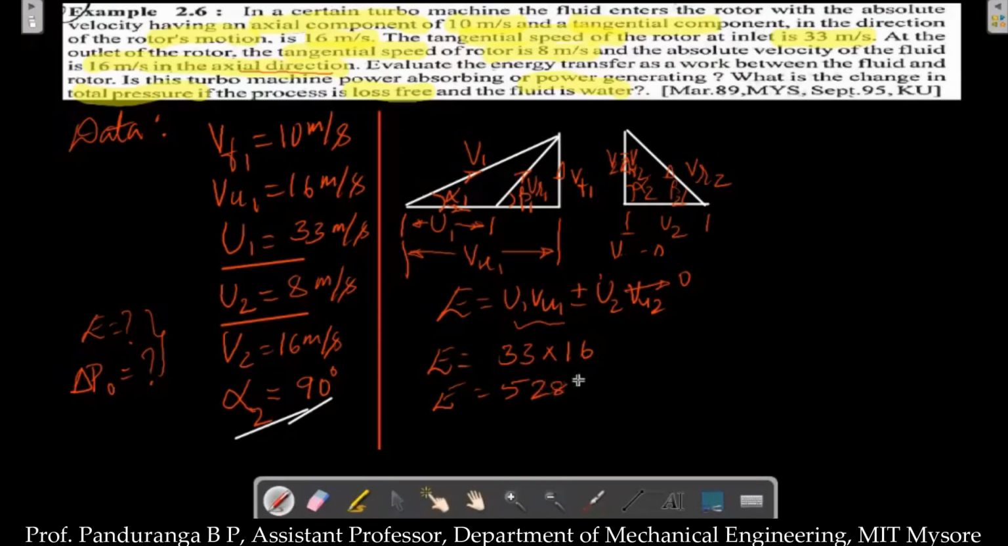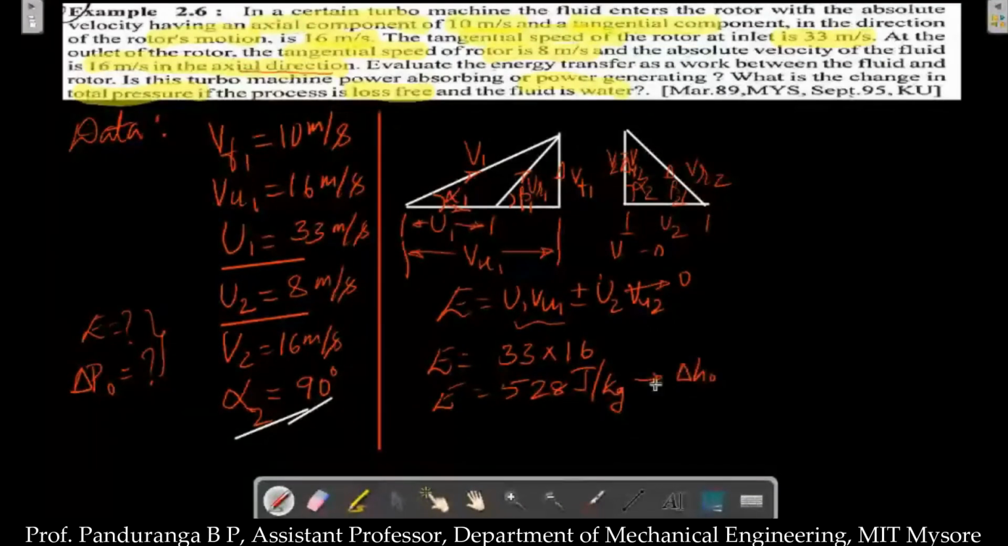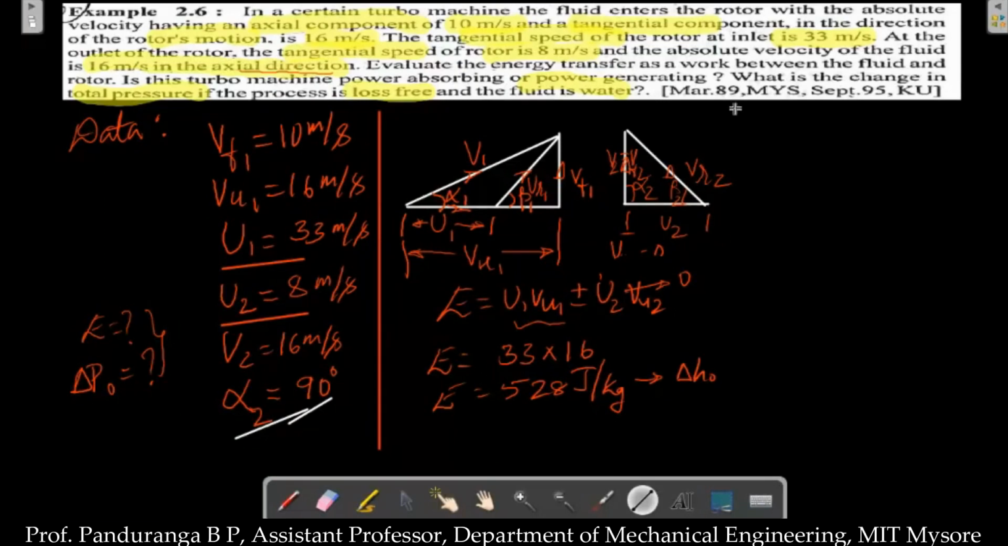528 joule per kg. So this is the enthalpy change that occurs between the inlet and outlet of the turbo machine. And since E is positive, the energy transfer is positive, it's a power producing or power generating turbo machine.